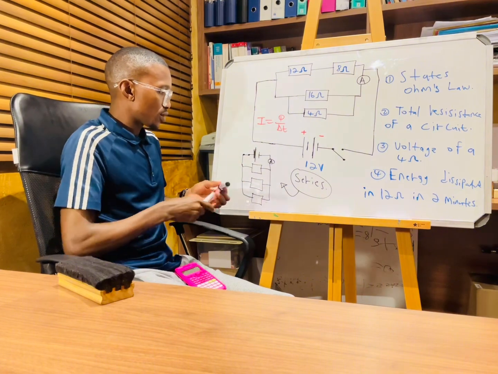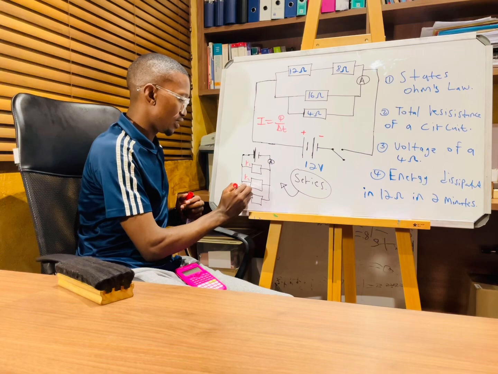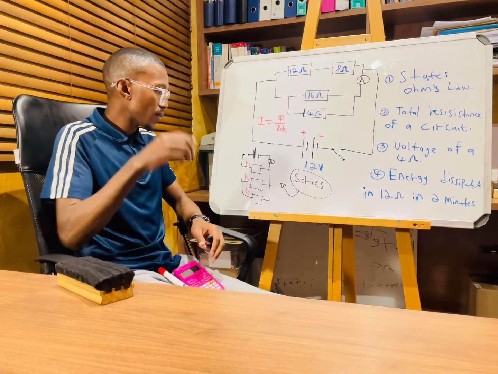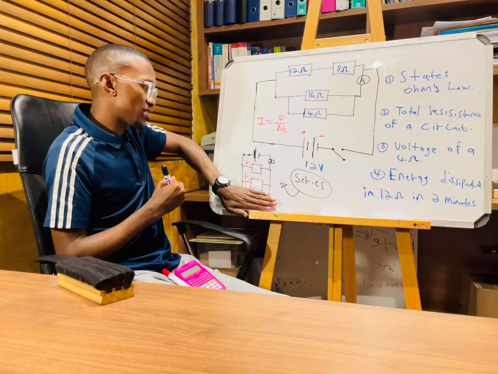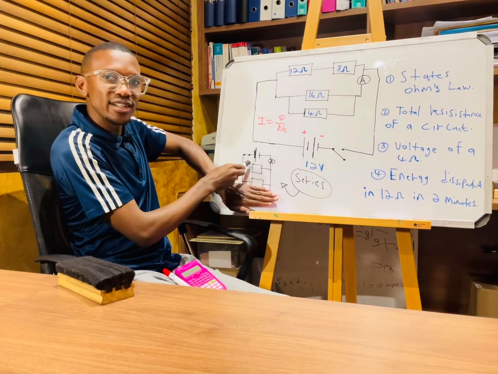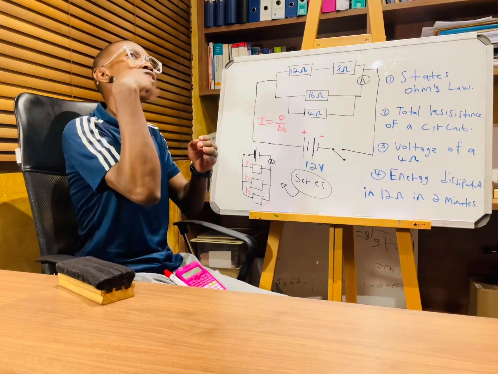Okay, so now I have R1, R2, and R3. So here I have 3 resistors. Even if I do this, guys, there are 2 resistors connected in parallel. Now there are 3 resistors connected.